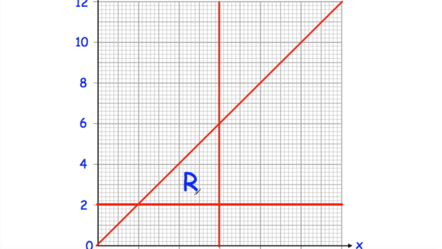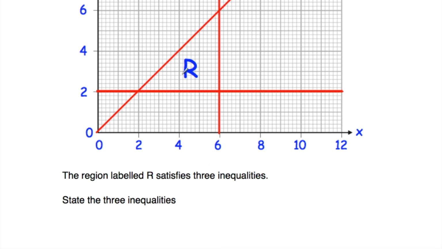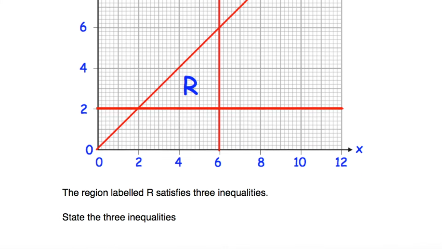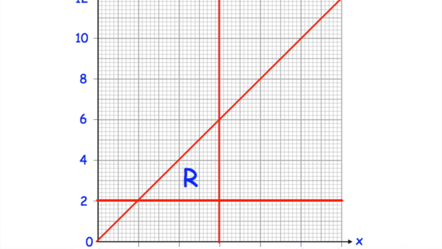But this time we've got this region here, R. And this region R satisfies three inequalities. We know it's three inequalities because we've got these three lines drawn. And the question says to write down what those three inequalities are. Okay, so let's start by looking at each of the lines.